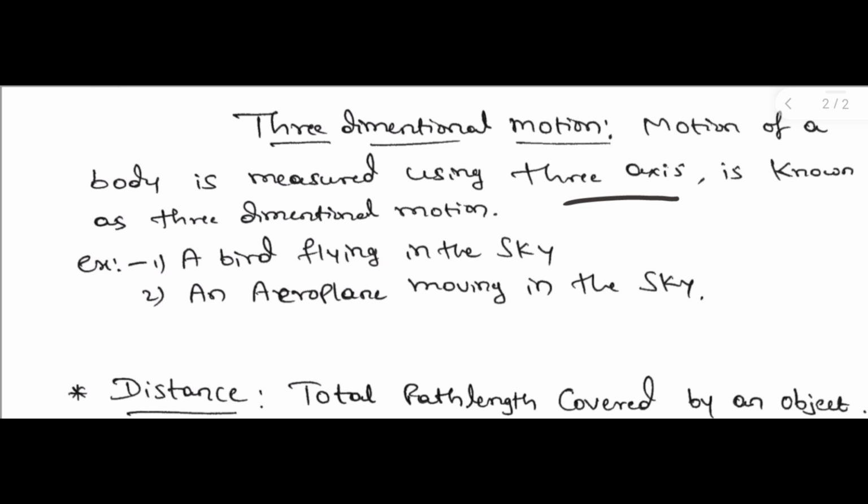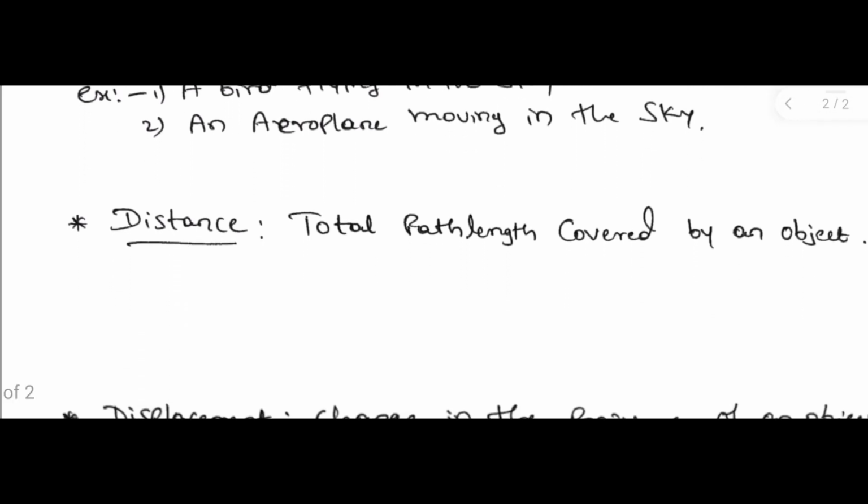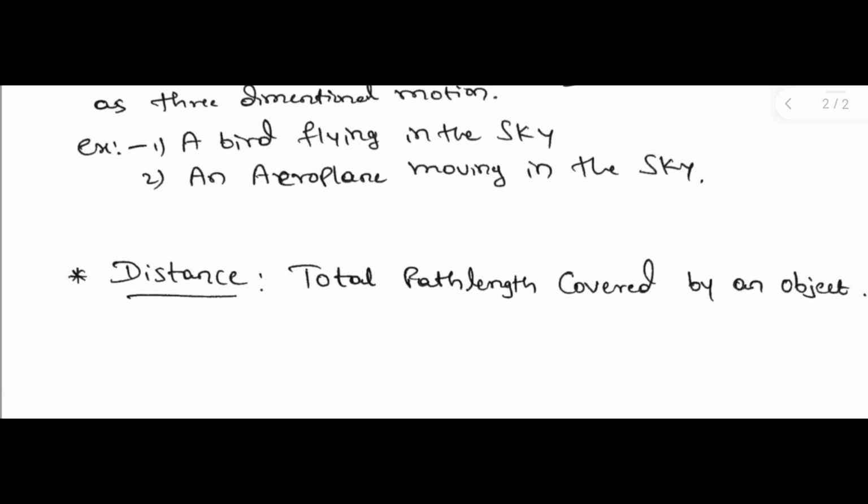Next one. In this chapter, motion in a straight line, this chapter belongs to one-dimensional motion. Here we are measuring the physical quantity using only a single axis. Before going to the concepts, we have to know some basic terms.